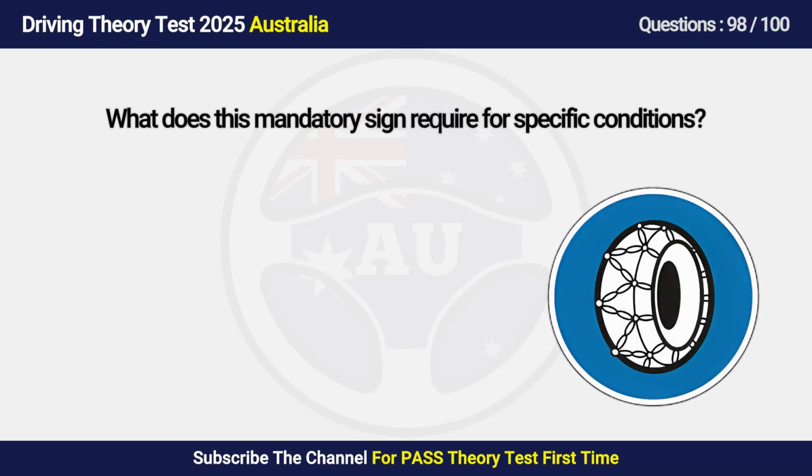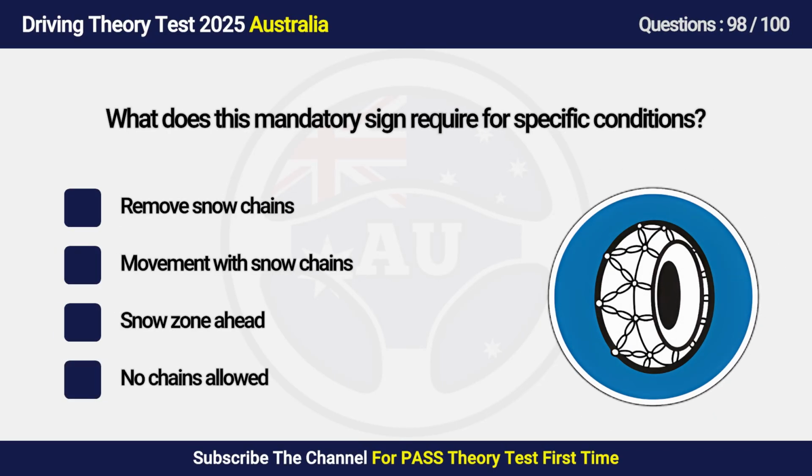Question 98. What does this mandatory sign require for specific conditions? A. Remove snow chains. B. Movement with snow chains. C. Snow zone ahead. D. No chains allowed.